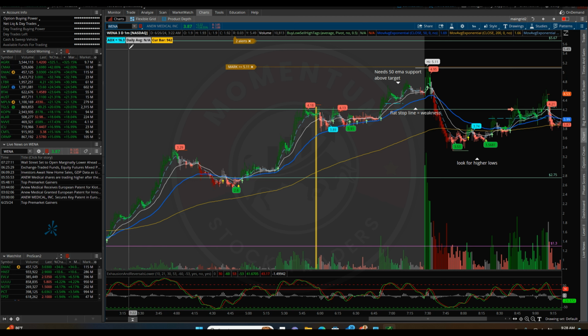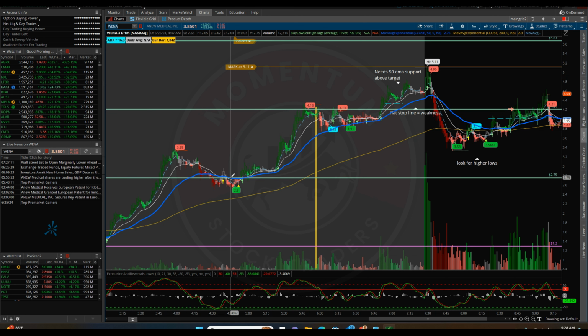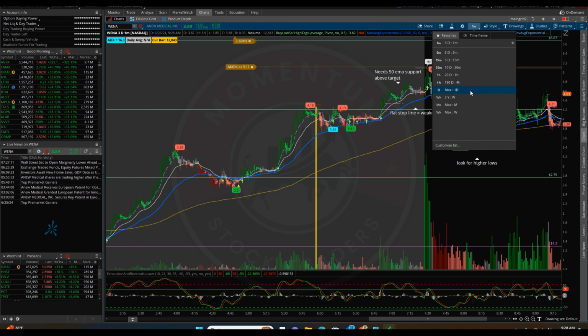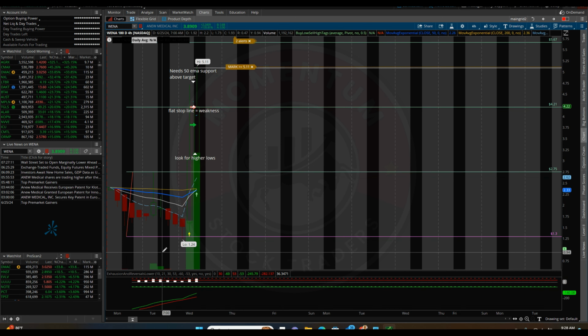So anyway, first things first, guys, we're drawing targets. I just showed you how we drew our targets for WENA. We could not use the daily chart, so in this case, you can use the 4-hour chart to get those levels. You just do the swing high and the swing low, and it puts the rest of these targets on here.